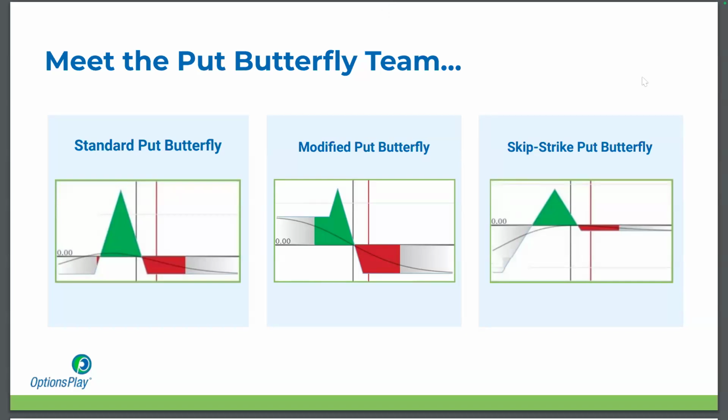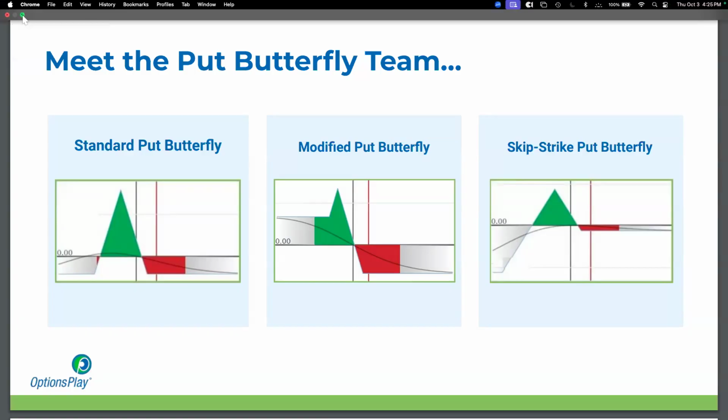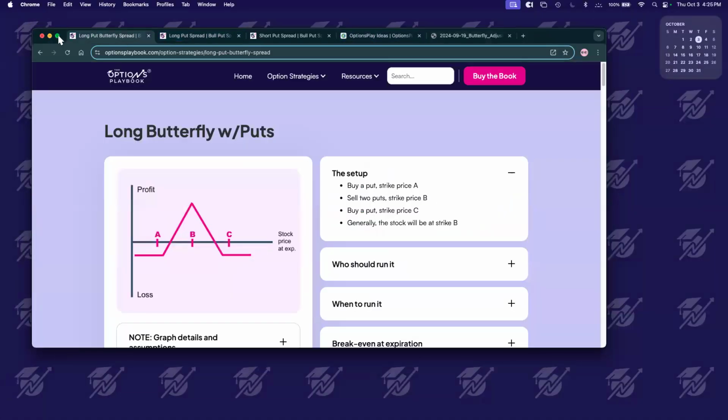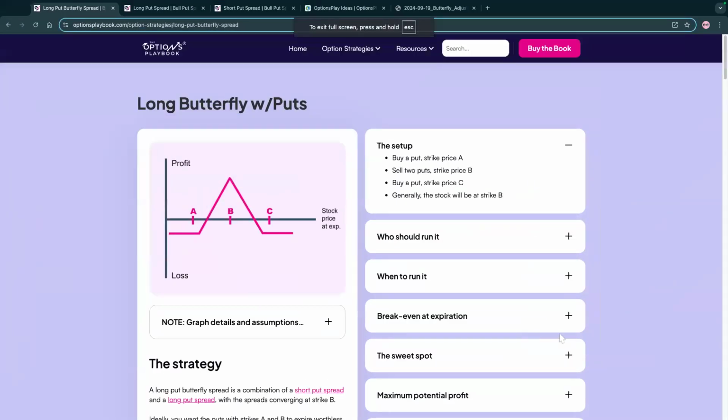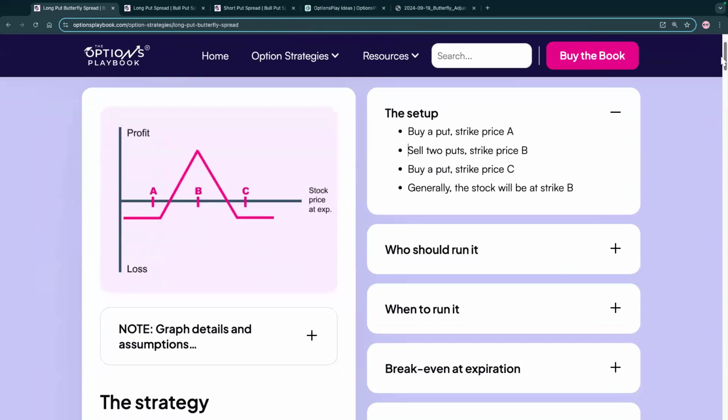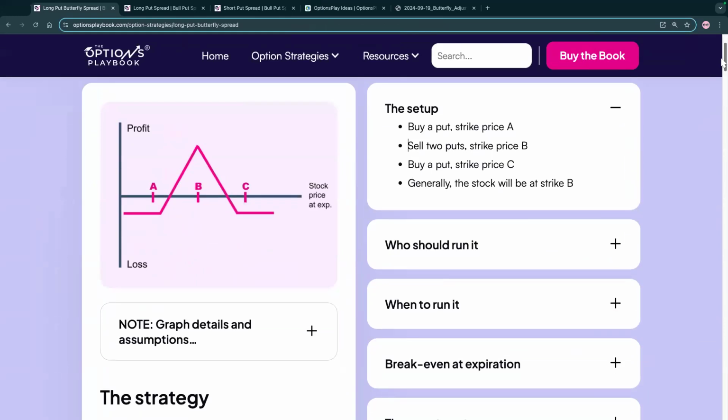Okay, so I am going to minimize this. And we're going to start by looking at my book, the Options Playbook. And let me zoom in a little bit on this. And we're just going to talk about a standard butterfly. And I'm going to show you the basis that's behind my adjustment, the thought, the theory that's behind it.